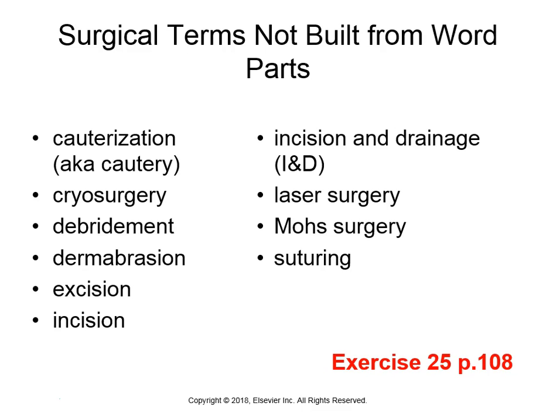First we have cauterization, or cautery as it's called. This is where they use super hot or super cold, or it could be electrical or chemical, to basically zap whatever it is, whether it's a mole or a wart or something. They're going to use some process to zap it off. Cryosurgery is specifically using extreme cold. Usually they actually use liquid nitrogen to, for example, freeze a wart off of your skin.